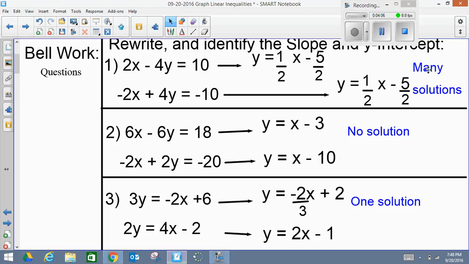So many solutions. The second system, same slope, but the y-intercept is different. That means the two lines are parallel lines. Therefore, no solution, because they don't touch. The third system, completely different slopes and different y-intercepts. That means these two are going to be intersecting at one point, and it's going to be a one-solution system.